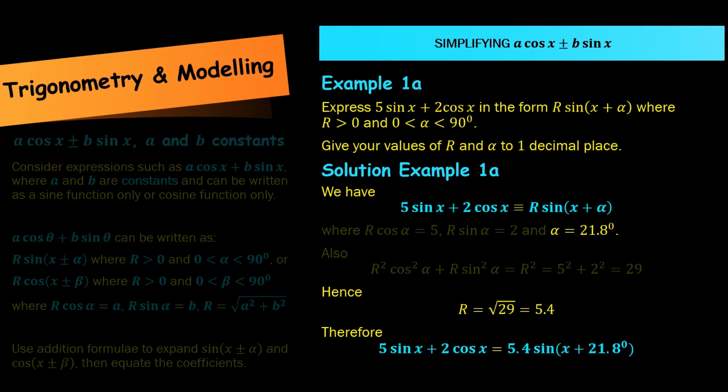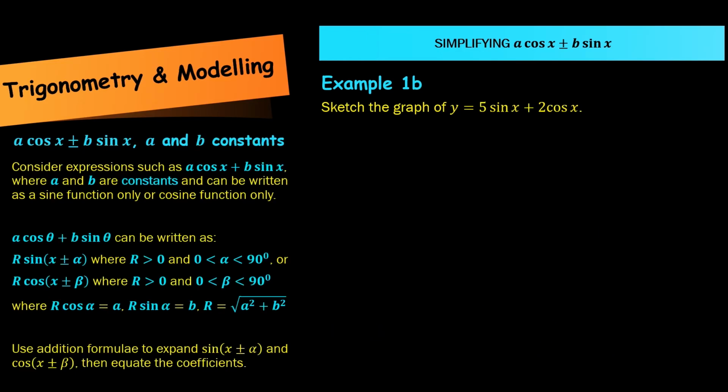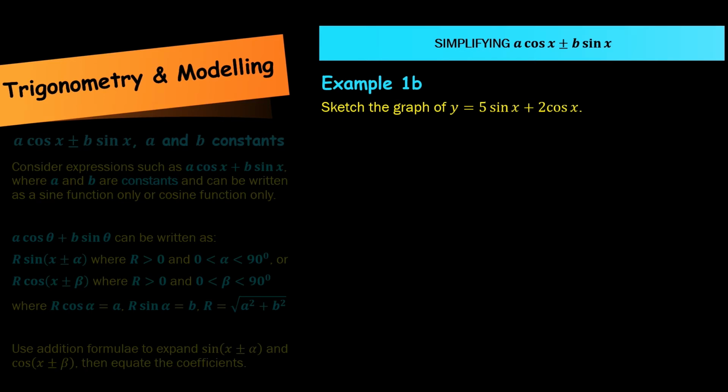So we have that 5 sin x plus 2 cos x equals 5.4, which is the value of r, times sin(x plus alpha), where alpha is 21.8 degrees. Now let's take a look at part B. We are required to sketch the graph of y equals 5 sin x plus 2 cos x. So let's solve this.